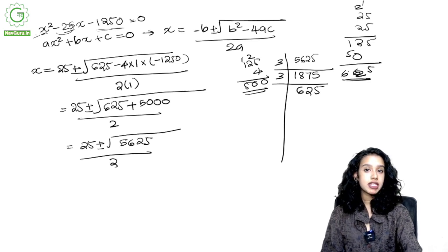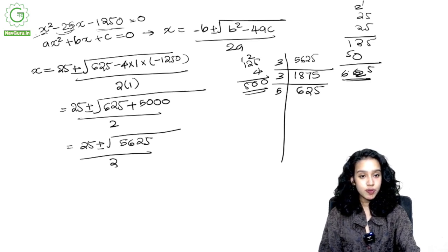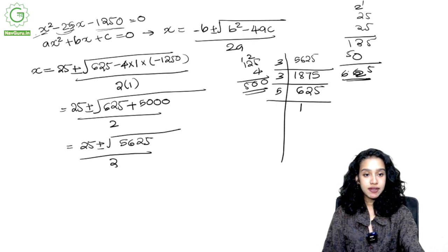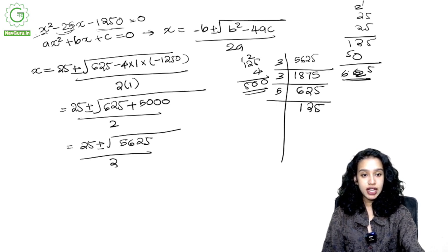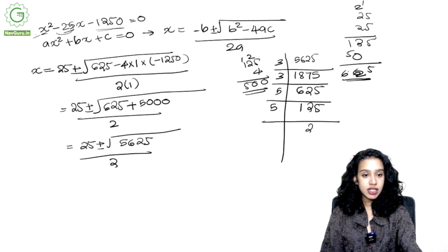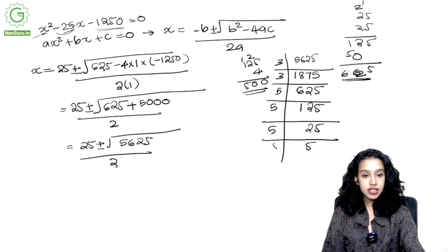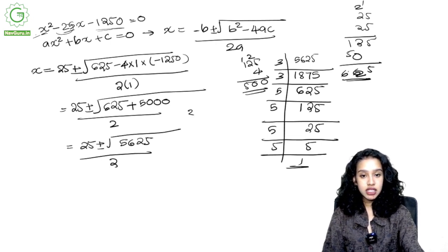It's not divisible by 3, but it's divisible by 5. Dividing by 5 we get 125. Again it's divisible by 5, we get 25, again by 5 we get 5, and again by 5 we get 1. So 5625 becomes 3 into 5 into 5 into 5 into 5, and the root is 3 into 5 into 5. 25 into 3 is 75.